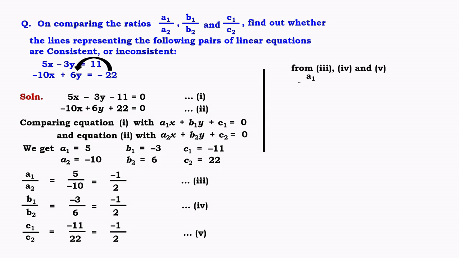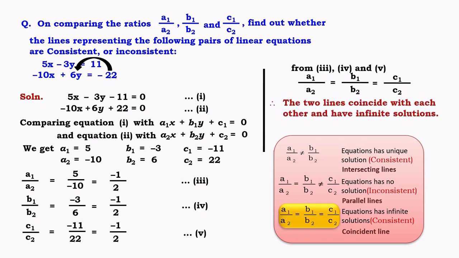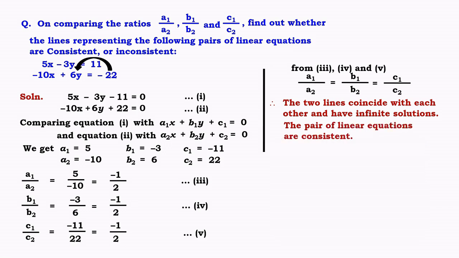Since all three ratios are equal, the equations represent the same line. So, the lines are coinciding. This means there are infinitely many solutions. Therefore, the system is consistent. Final conclusion: the given lines coincide with each other and have infinitely many solutions.